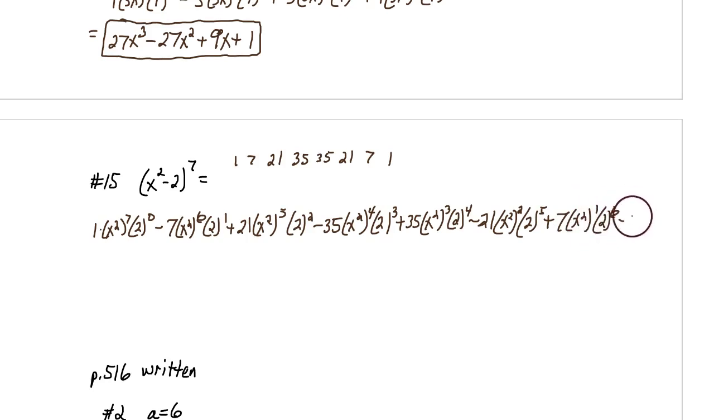And finally a minus sign. X squared to the 0 power and 2 to the seventh power. Now we need to run back through and simplify that. So on this first piece here, that makes x to the 14th. Now this second piece, this makes 7 times 2 is 14, x to the 12th.